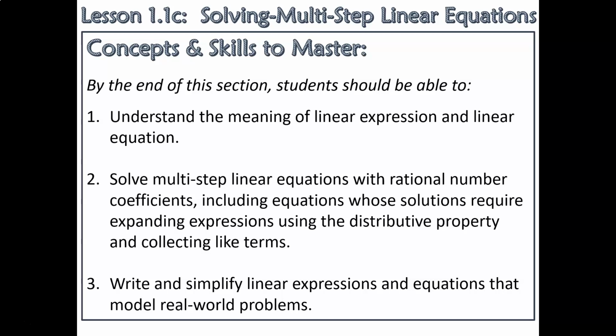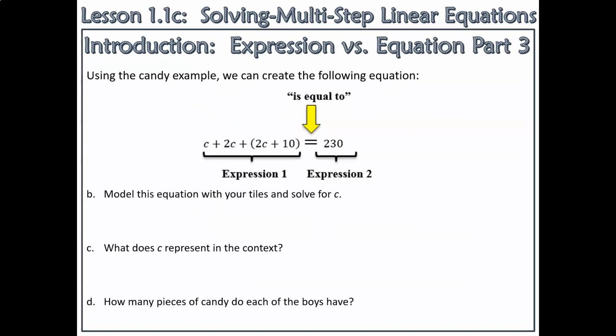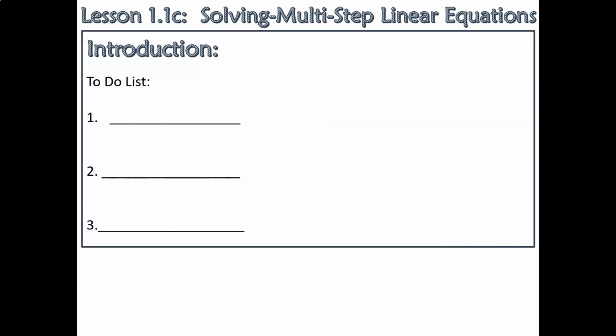Okay, we're going to kind of skip around. So what I want you to do is go to the bottom of page 23. And before we do that, I want you to find somewhere in your notes to write a to-do list. These are multi-step equations, and you're going to need to do a couple things in order to solve them. So let's start with our to-do list. It's going to get longer as we progress.